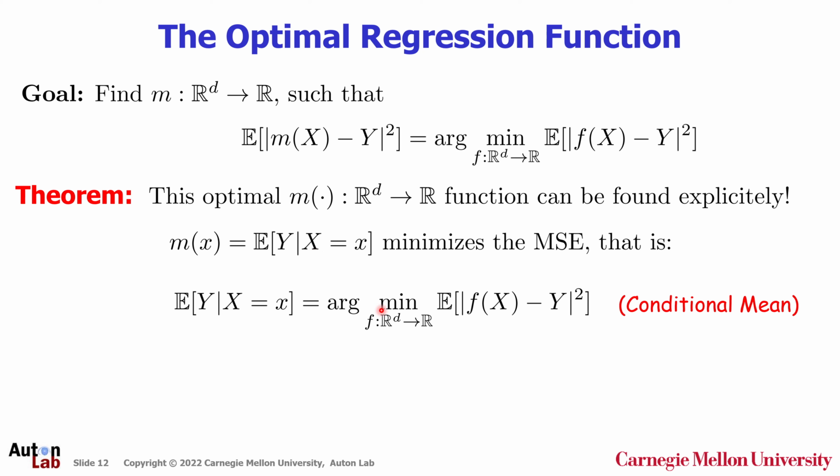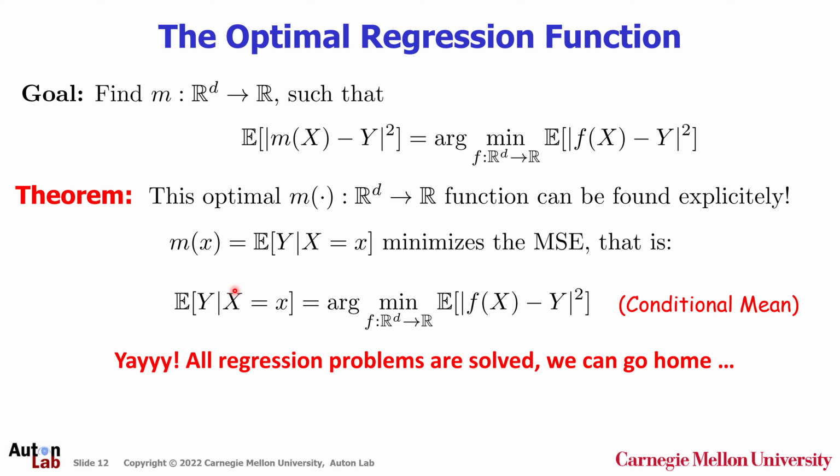All the difficulty left is to calculate this conditional expectation. The problem is that to calculate it, we need to know the conditional distribution of y given x, but in practice we don't know it. In practice, all we know is that we have a training set of x and y instances that are sampled from the joint distribution of x and y.